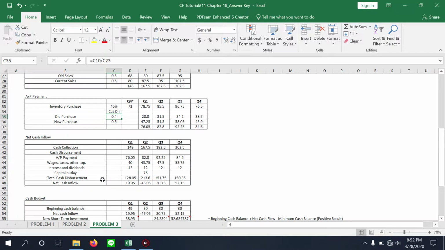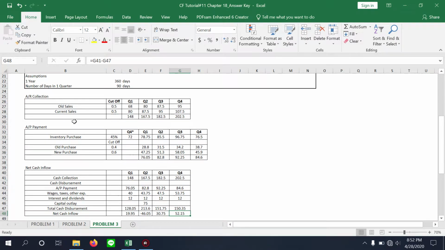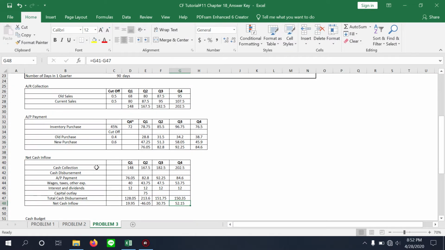The next step is net cash inflow. Pay attention to all of this. I will explain more for the cash budget, but for the net cash inflow, I suppose you could do this if you understand problem 2 perfectly.